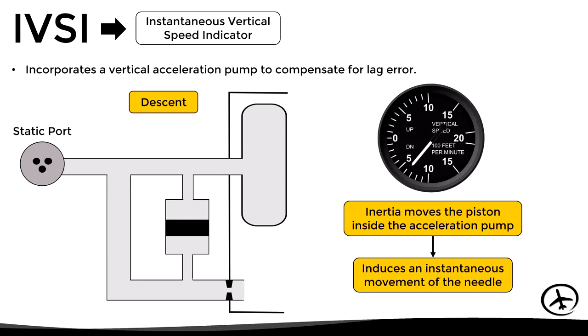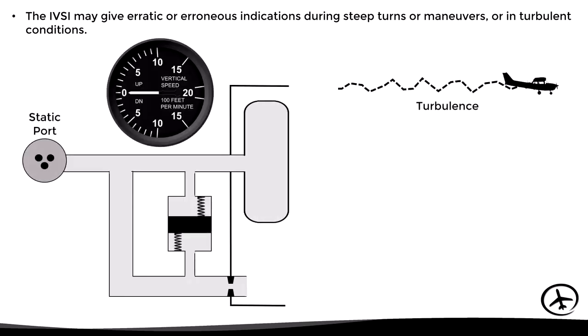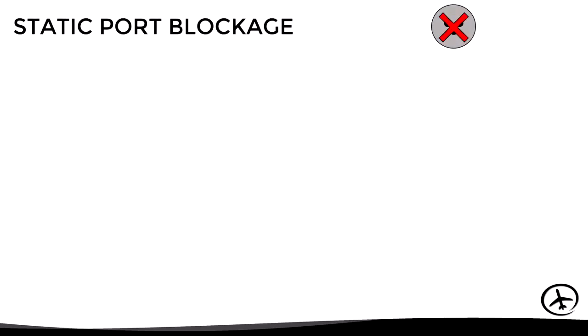However, a problem related with this design is that it may give erratic or erroneous indications during steep turns or maneuvers, or in turbulent conditions. While flying in turbulence, this happens because the piston moves constantly up and down, causing the needle to move erratically. On the other hand, when executing a steep turn, the piston will be held down by the load factor, causing the instrument to artificially indicate a climb. That's why in most modern aircraft, the vertical speed indication is augmented by the inertial reference systems, which counteract this error.